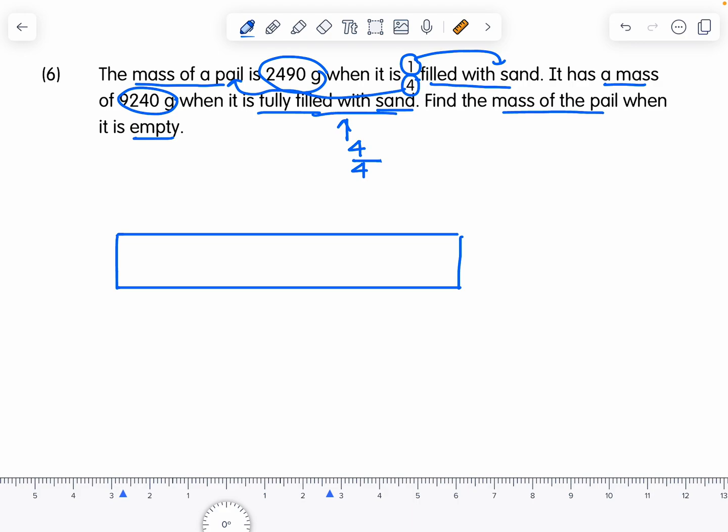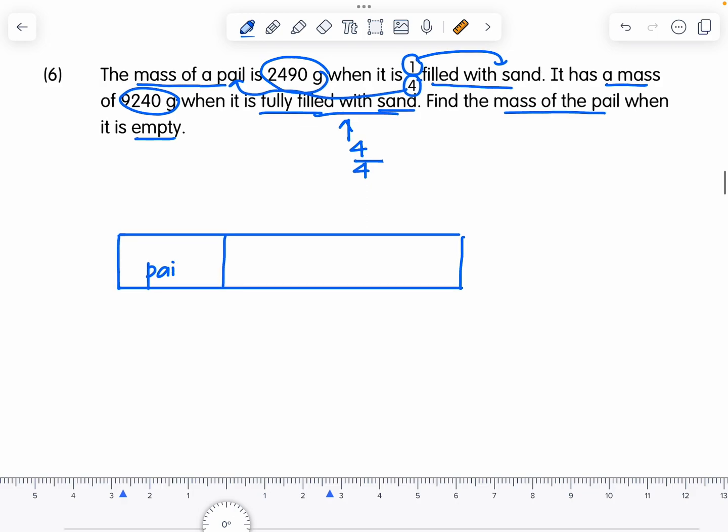Okay, so first of all, I have my pail. Okay, and this remaining bar I'm going to subdivide into 4 parts. Reason being because they say in the first line it is 1/4 filled with sand. So I'm going to show you that if I only have 1 unit filled together with the pail, it will be 2,490 grams. So I'll label in this manner.